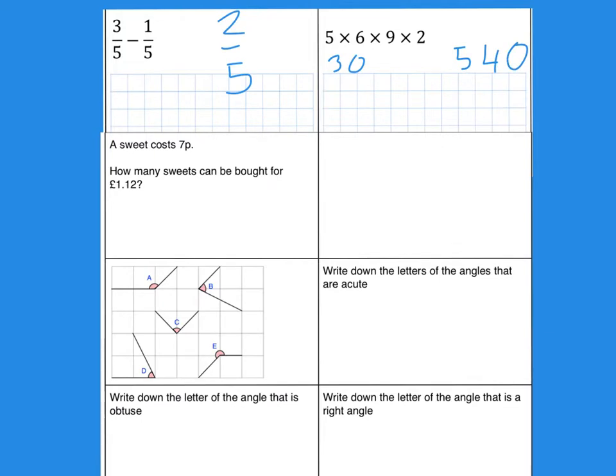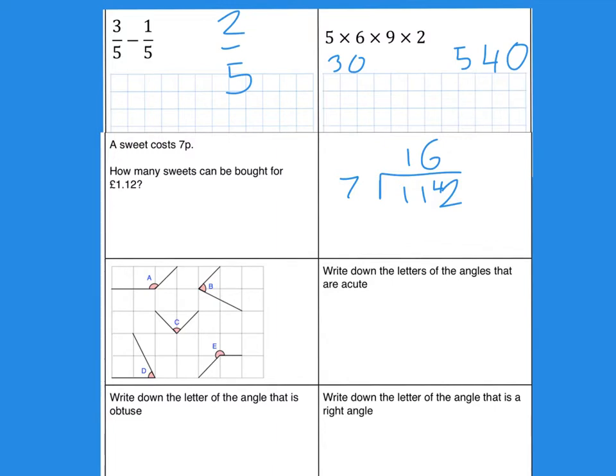Okay, so sweet cost 7p. How many sweets can be bought for £1.12? So you may have used the bus stop method for this. So 7 into 112. So 7 into 1 doesn't go. 7 into 11 goes once. Remainder 4. And 7 into 42 goes 16 times. So how many sweets can be bought? 6.